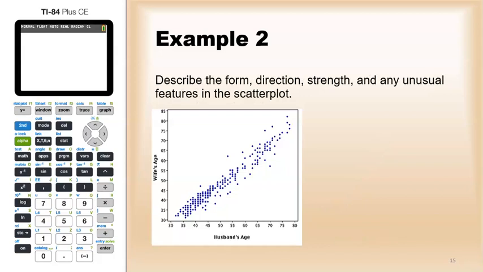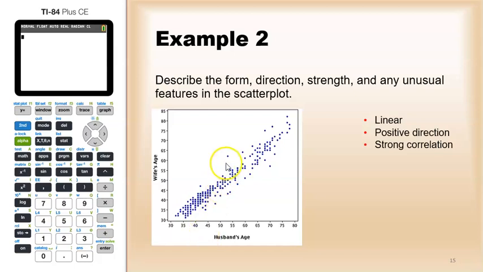Okay, so some examples. Here is one scatter plot comparing the husband's age with his wife's age. And I want to describe the form, direction, strength, and any unusual features. So looking at it, it looks pretty much linear. Direction, it's going upwards, so older husbands tend to have older wives. As far as strength, it's a very clear pattern, so strong seems good. And there's no real outliers.